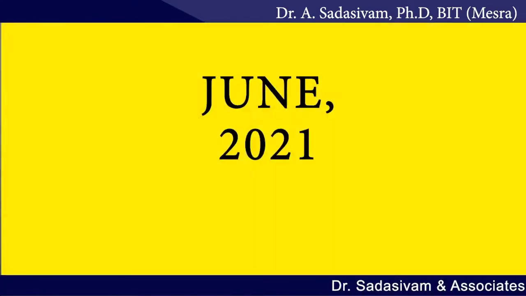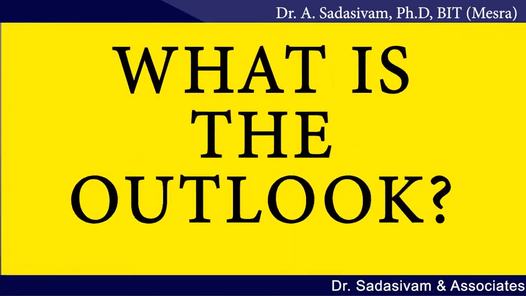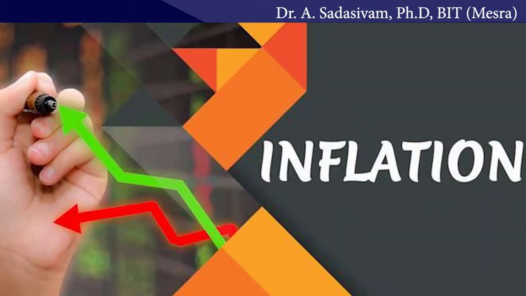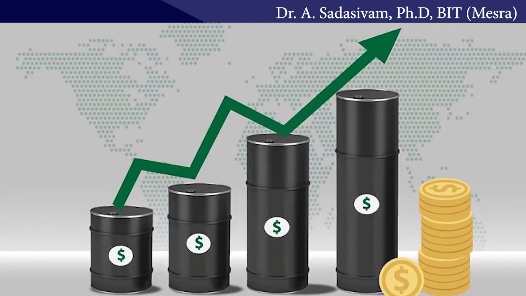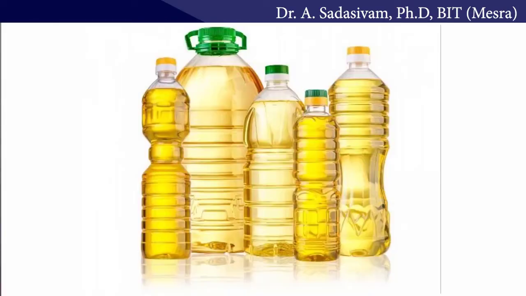Now, as in the month of June 2021, what is the outlook? General outlook as forecasted by most economists is that the inflation will remain high for the next couple of months. We are in July now, August, largely because of important things like your edible oil prices going up, your crude oil prices going up. Crude oil is largely imported, and that has a very major effect on the inflation. Your edible oil, we import a lot of edible oil from foreign countries for which a lot of foreign exchange is required. That also leads to inflation.